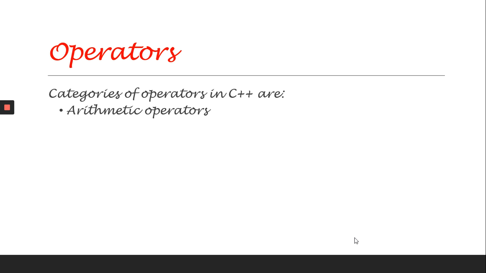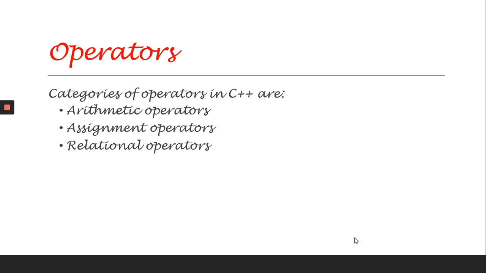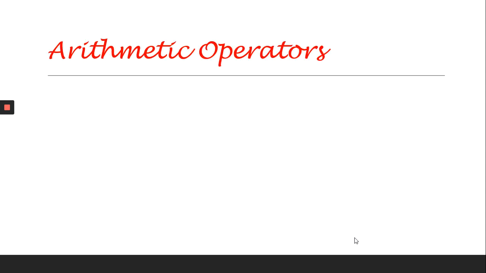First of all, let us see what are operators. Operators are special symbols that are used to operate on a set of variables. Let us see the different categories of operators used in C++. The first one is arithmetic operators, then assignment operators, relational operators, logical operators, and bitwise operators. Let us see each of them in detail.